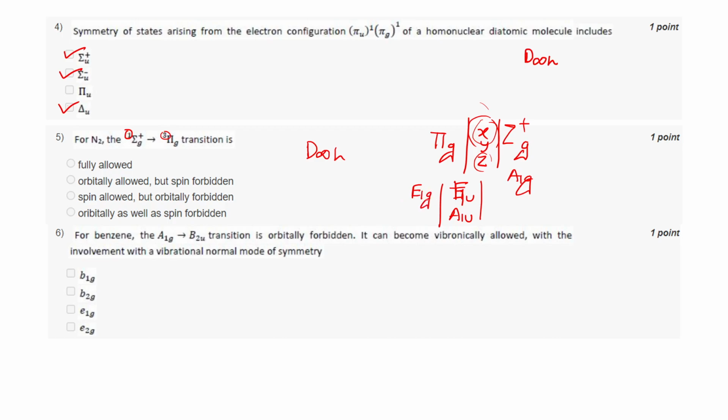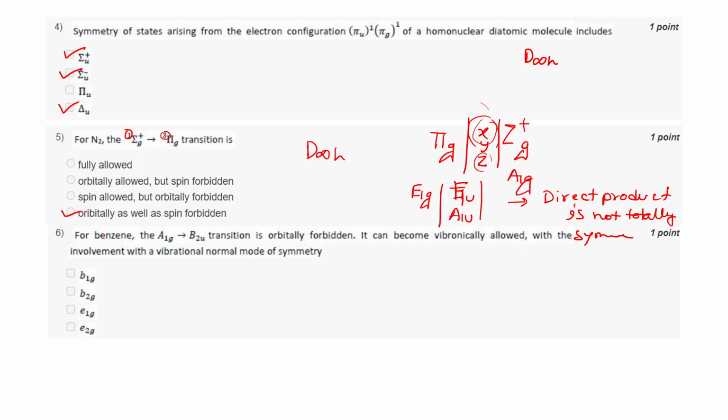As you can see, g into u is already going to give you some u, which will not contain a totally symmetric one, and for the second one also. So the direct product is not totally symmetric, right? And obviously, it is spin forbidden, so it is not orbitally allowed. So this is the right answer, orbitally as well as spin forbidden.